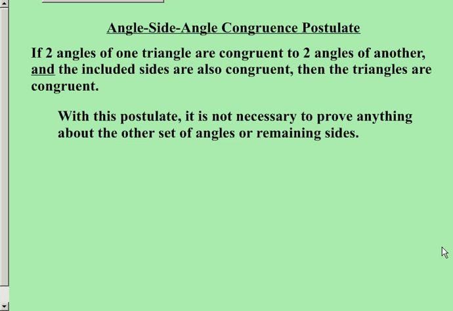Okay, so obviously we would be considering using angle, side, angle if we had the majority of the angle information and at least some of the side information, but might be missing the third set of angles or the other two sets of sides. With this postulate, it is not necessary to prove anything about the other sets of angles or the remaining sides.